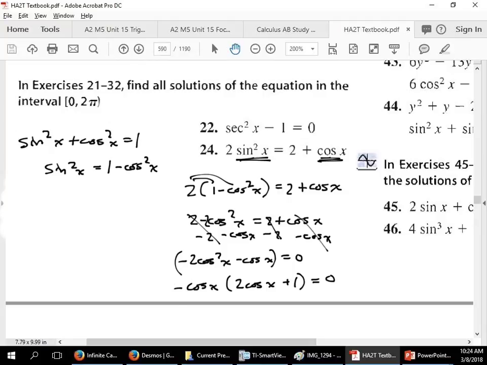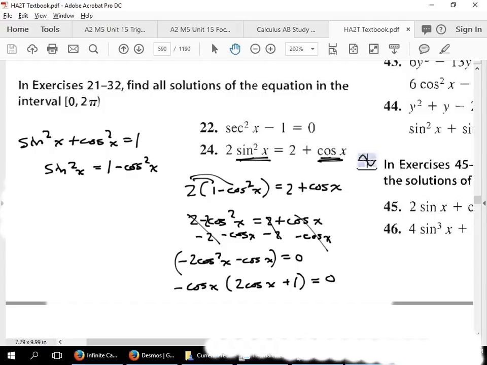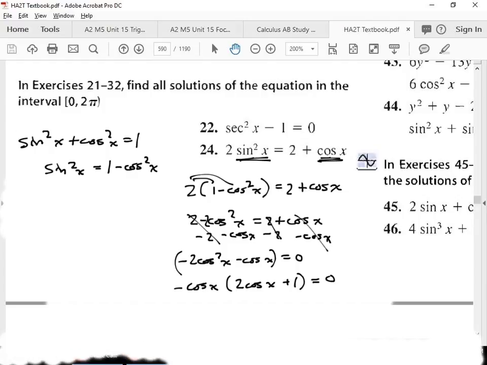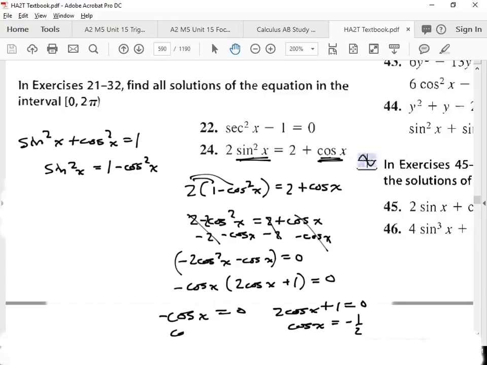So there you have it, students. I have 2 factors that are multiplying to give me 0, and you know what that means. That means you can set each of those factors equal to 0 to find your final answer. So let's go ahead and do it. I have cosine x equals 0. And then this is 2 cosine x plus 1 equals 0, so cosine x equals negative 1/2.